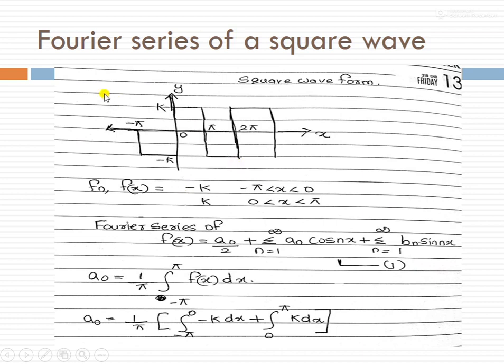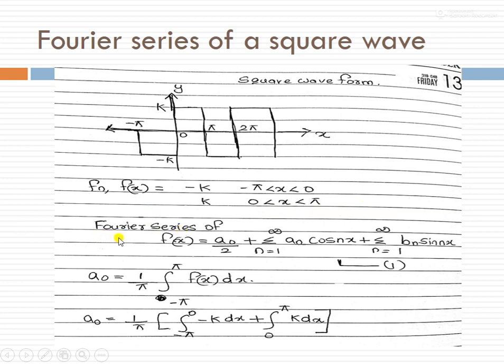Now let's look into one application of Fourier series, that is, Fourier series of a square wave. How the Fourier series acts on a square wave. In this slide we can see a square wave, and the function f of x can be written as minus k in the limit minus pi less than x less than 0, and another function is k, that is 0 less than x less than pi.